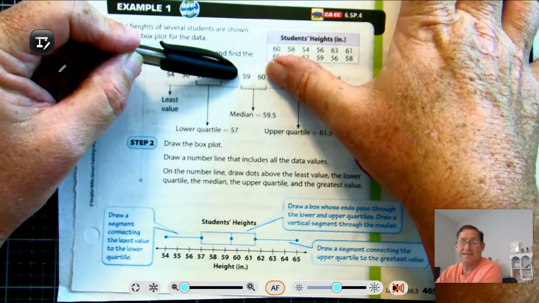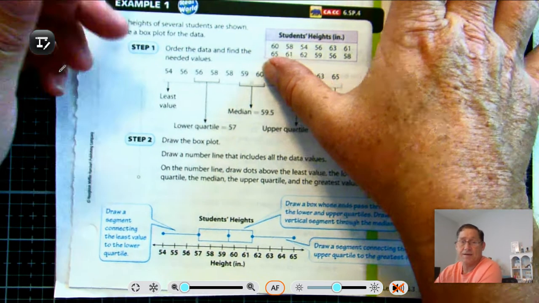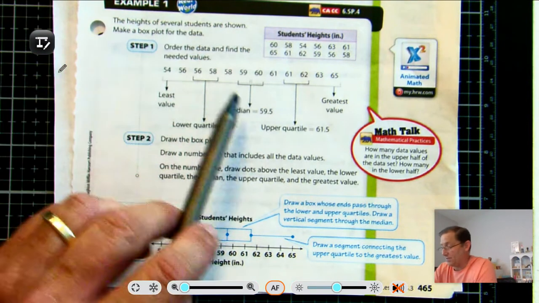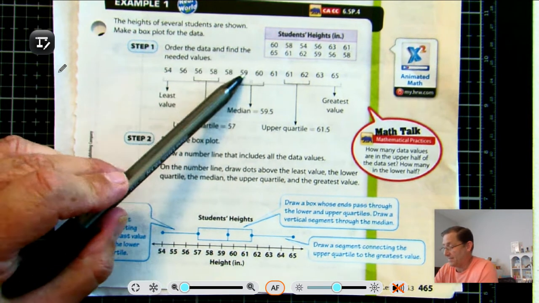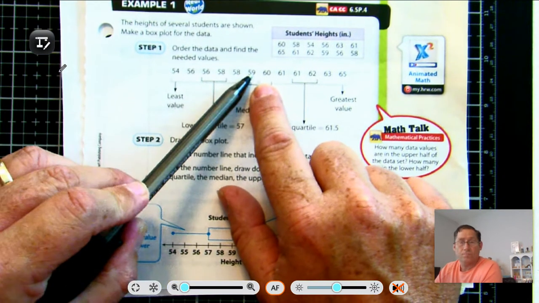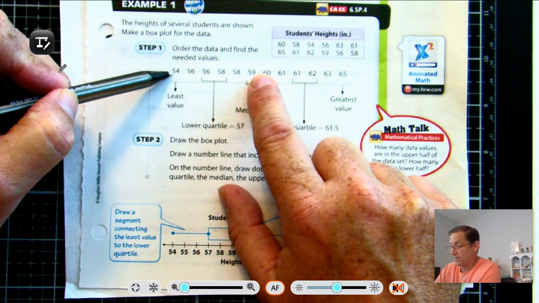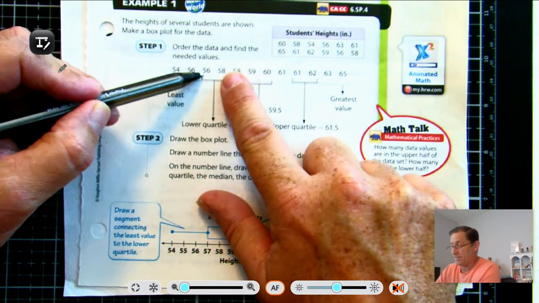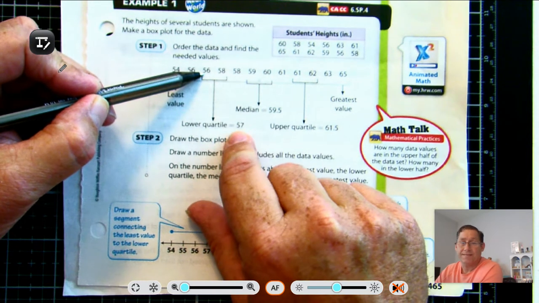So we're down to 59 and 60 in the middle. So that would be 59 and a half for the median. All right, so now the lower quartile would be the median of the lower half of the numbers. 1, 2, 3, 4, 5, 6. 1, 2, 3, 4, 5, 6. So we're going to find the median of just the lower 6 values. So we take away from the ends, take away the next ones, and we notice that we're in between 56 and 58. So our lower quartile would be 57.